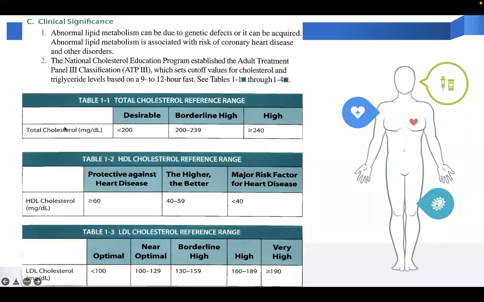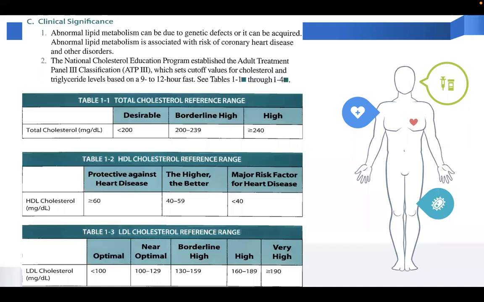So for the total cholesterol, dapat ang desirable lang dyan is less than 200 milligrams per deciliter. Borderline high na si 200 to 239. So, ang total cholesterol mo is mataas na kapag nag-exceed ka na ng 240. Next naman, for the HDL, pag greater than 60, yun na yung protective against heart disease. Pagka 40 to 59, the higher, the better. And then the major risk factor for heart disease is less than 40.